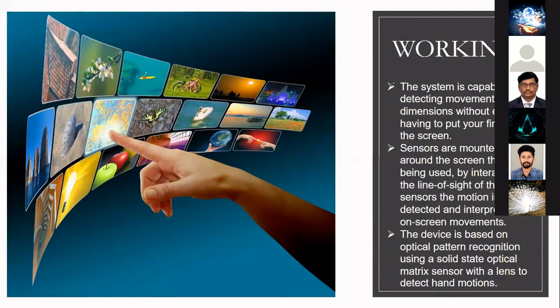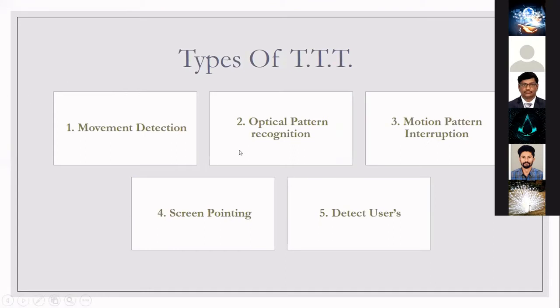The second one is optical pattern recognition. Optical pattern recognition is a system that is based on optical patterns with the help of a solid state particle matrix, so as to understand and detect motions. And the third one is motion pattern interpretation. It is a sensor connected with digital image processors that interpret motion patterns. The digital image processor sends signals to devices, machinery, or applications. These devices in turn are controlled by making use of electrical signals.